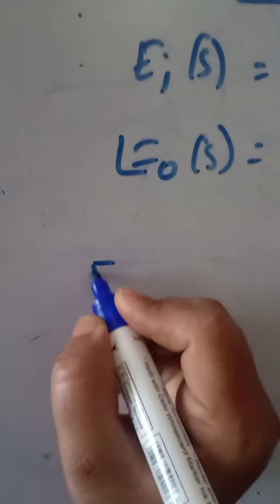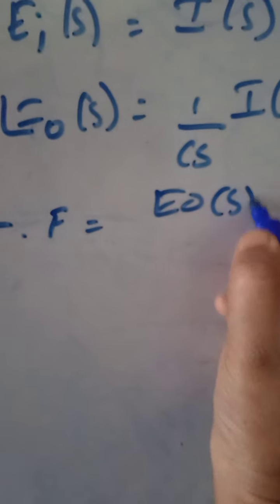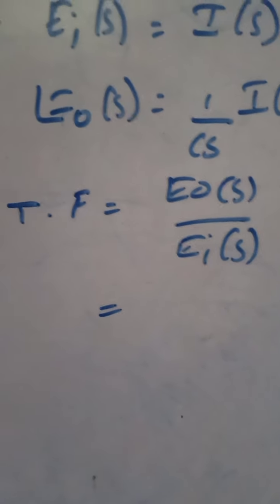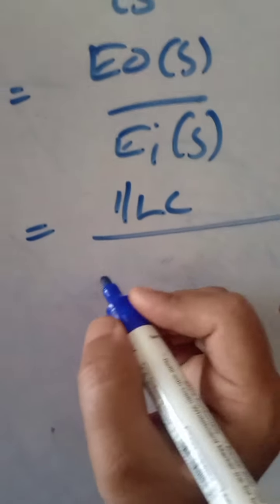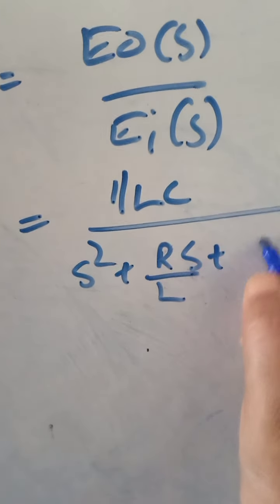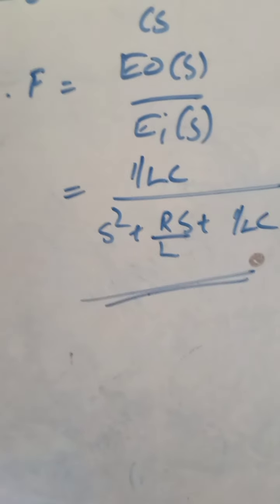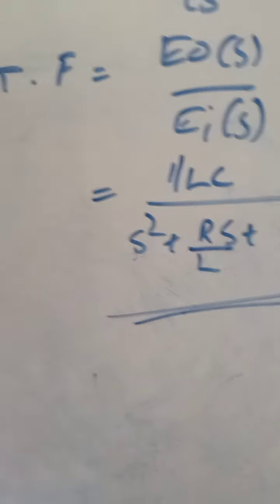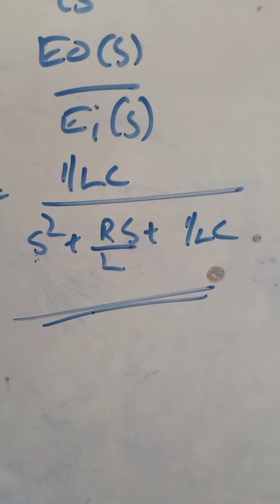Now the transfer function is E0 of S by EI of S. When you substitute for E0 of S and EI of S, you will get the transfer function in the standard form as 1 by LC by S square plus R by L into S plus 1 by LC. You have to make the coefficient of S square unity. So when you make the coefficient of S square unity, you will get the standard form of the transfer function as 1 by LC by S square plus R by L into S plus 1 by LC.